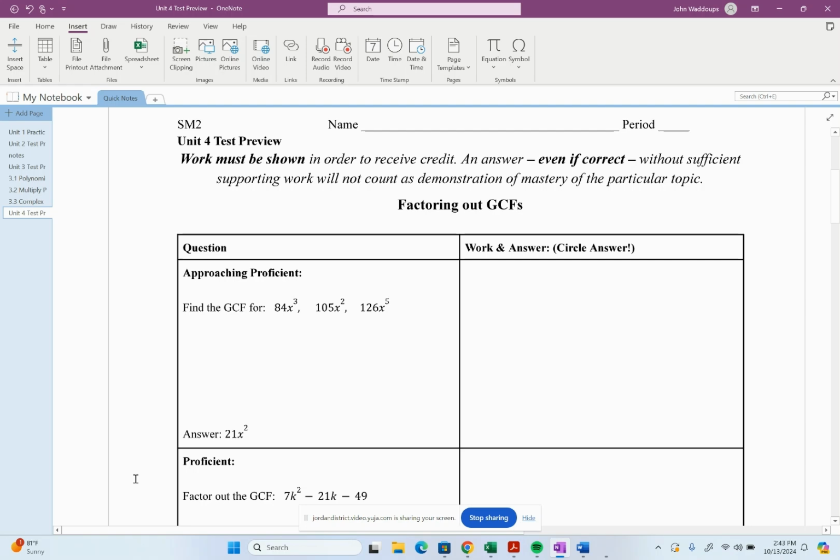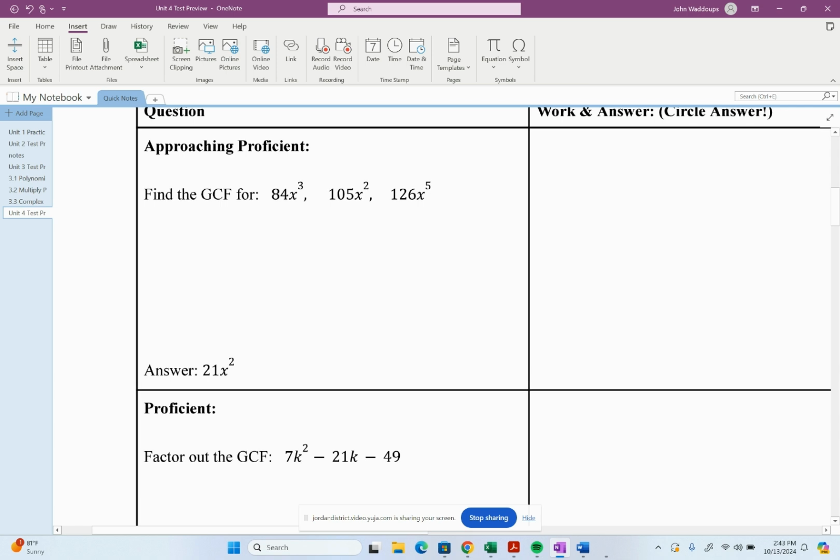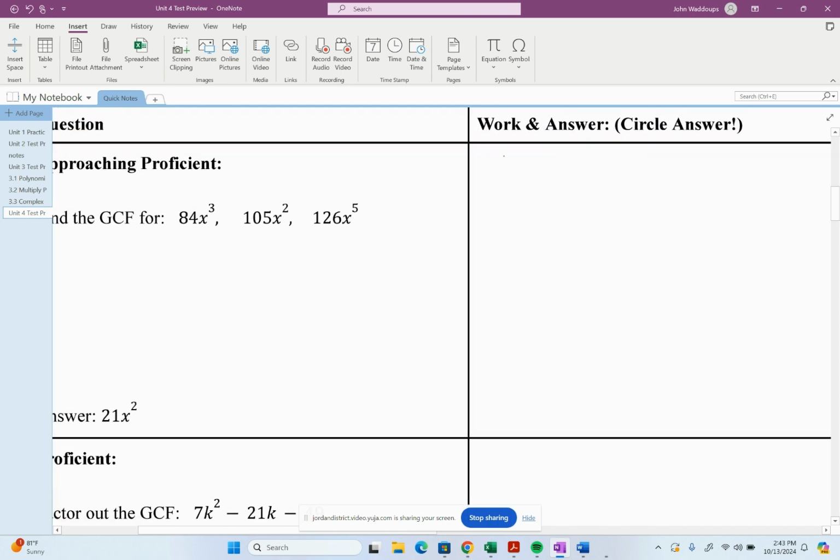Hello, welcome. This is a video for the Unit 4 test preview, factoring out greatest common factors at the proficient level. We're starting with this problem of 84x cubed, 105x squared, 126x to the fifth. We can start by looking at the prime numbers, because we're going to get the prime factors.